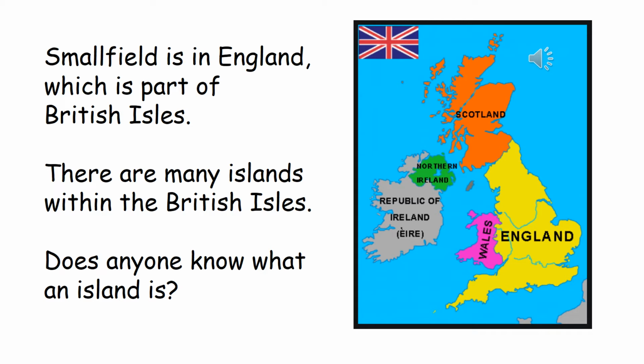Smallfield is in England, which is part of the British Isles. This map here shows the British Isles. We've got the whole of Great Britain, which has got Scotland, England and Wales. And then we've got another island, which has got the Republic of Ireland and Northern Ireland in it. And then lots of little islands all around. That combined makes up the British Isles. So there are a lot of different islands within the British Isles.